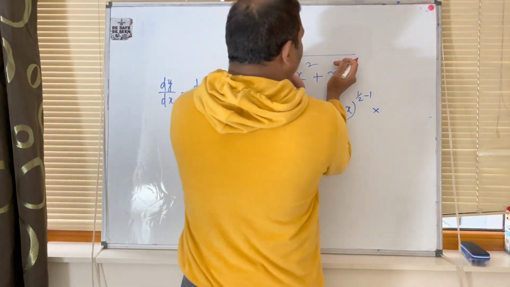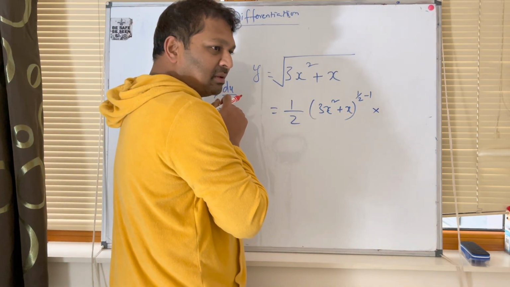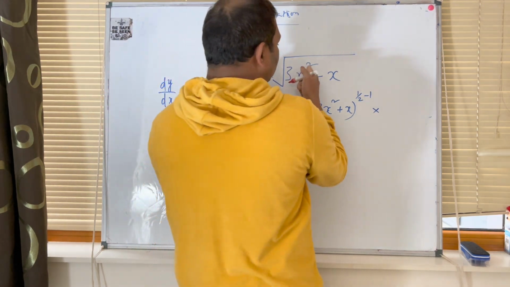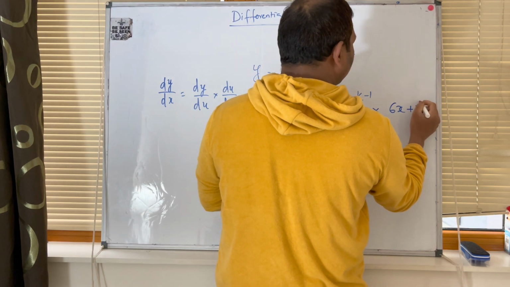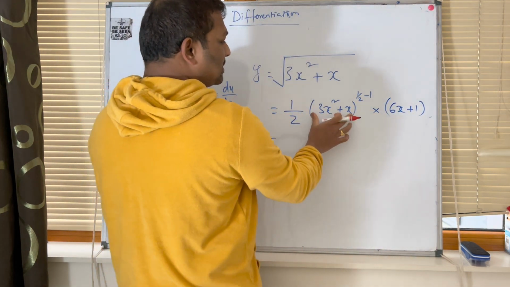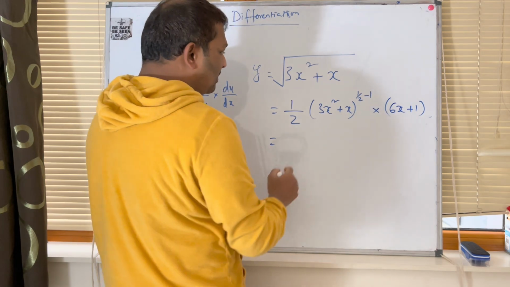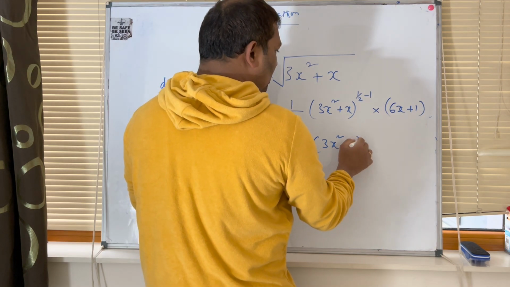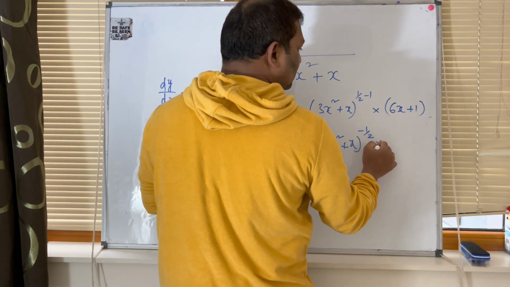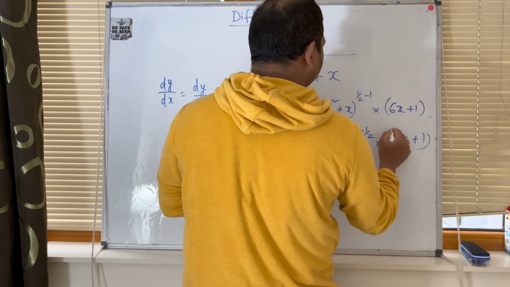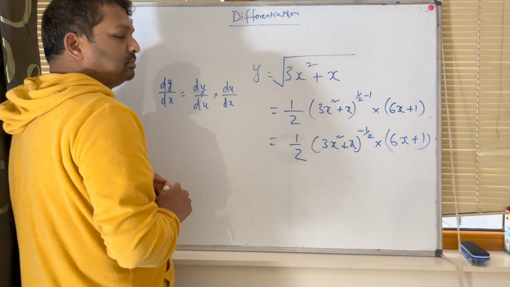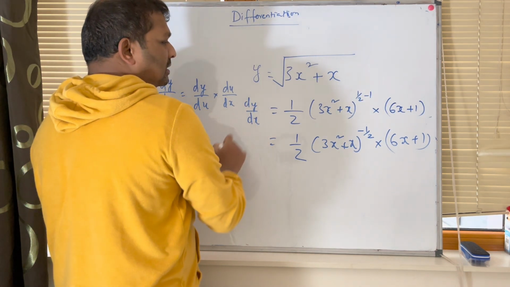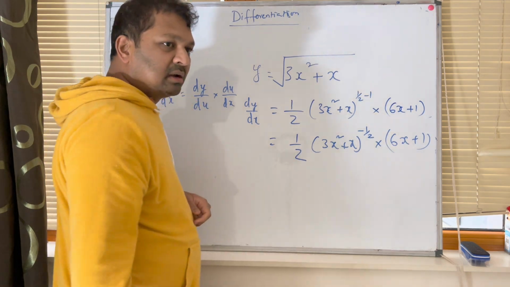Now you differentiate the inner part. We already discussed this a long time ago. So differentiate the inner part: 6x plus 1. Put everything under bracket. If you want to write it in a different form, it is 3x square plus x whole to the power of minus 1 by 2, times 6x plus 1. This is dy by dx.